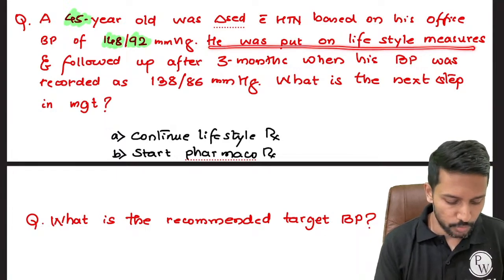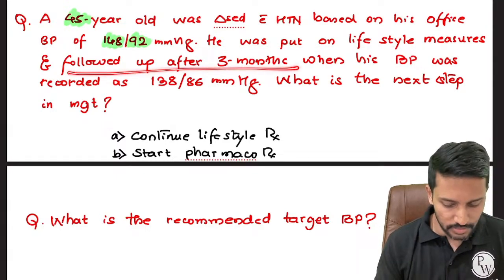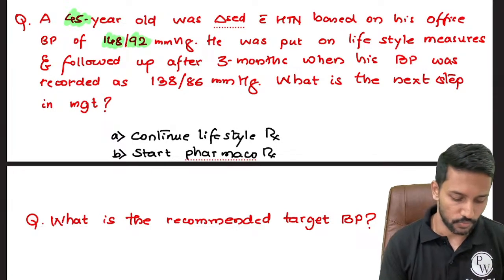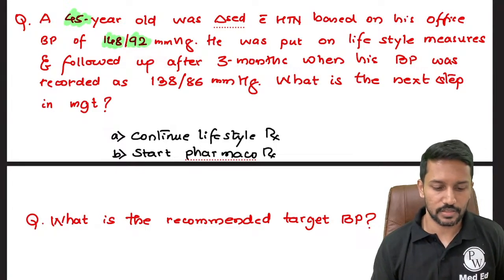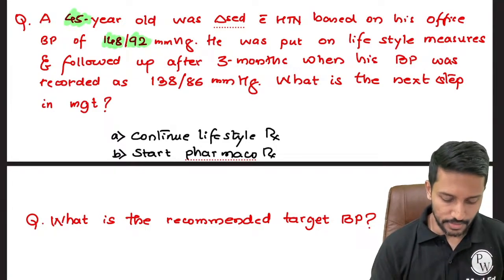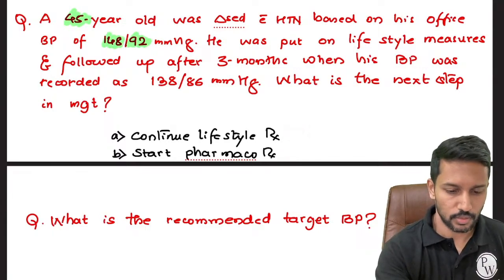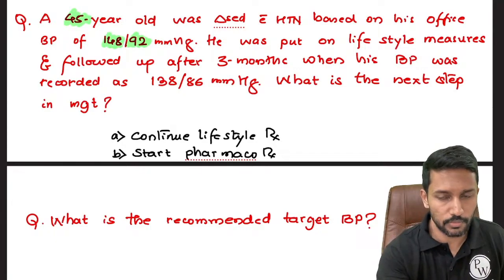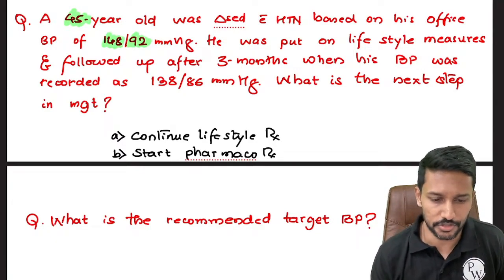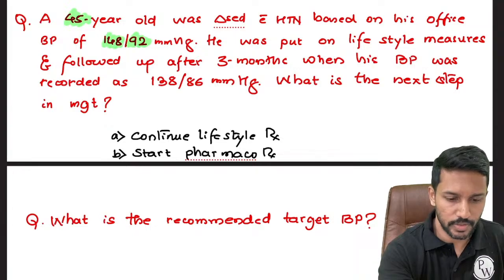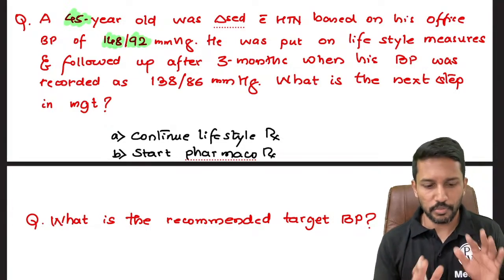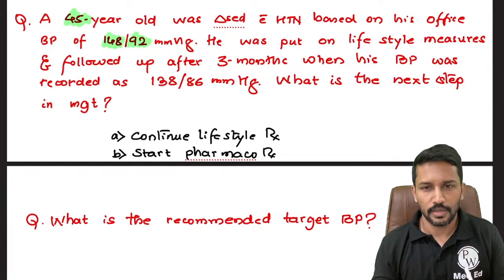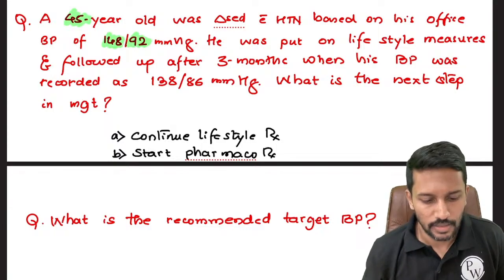And the treating doctor aptly has put him on lifestyle measures and followed up after 3 months when his BP was recorded as 138/86. What is the next step in management, 148/92 to 138/86? So what do you want to do? You would continue lifestyle modification or start pharmacotherapy? So let me see your opinions on this. Would you continue lifestyle modifications or would you start him on medication? You are familiar with his starting BP, right? So let me wait for your response before we take the discussion forward. I just want to understand your thought process. At the same time, I have a key message to deliver based on what answer you give.